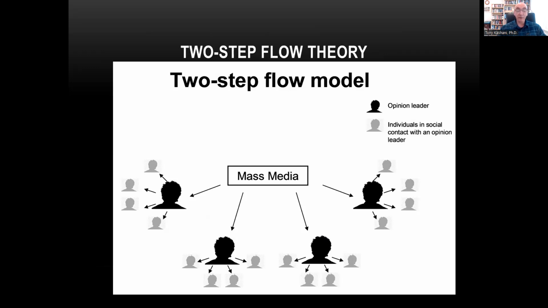Now, what are the key components of the theory? Number one is opinion leaders. The theory posits the existence of opinion leaders, individuals who are highly informed, knowledgeable, and active in a particular field. These opinion leaders are considered to be influential in shaping the opinions and attitudes of those around them.